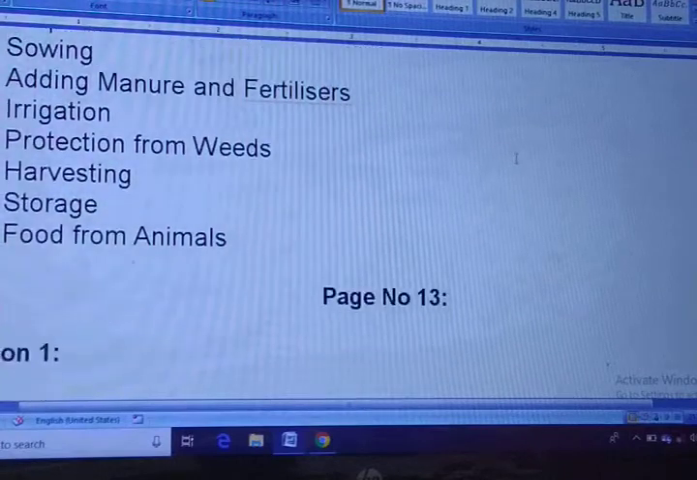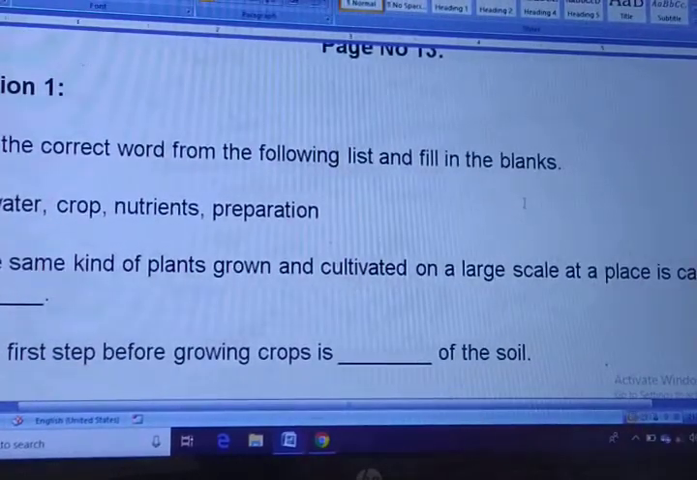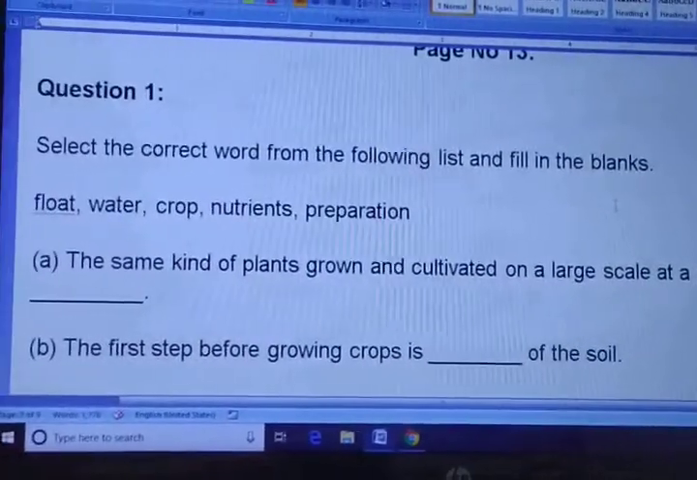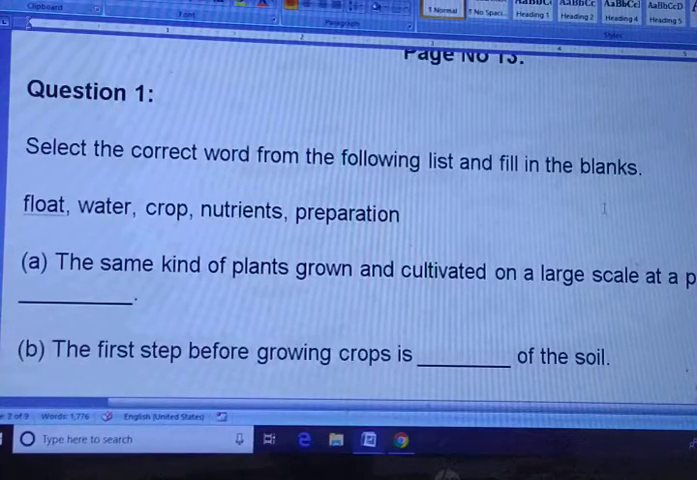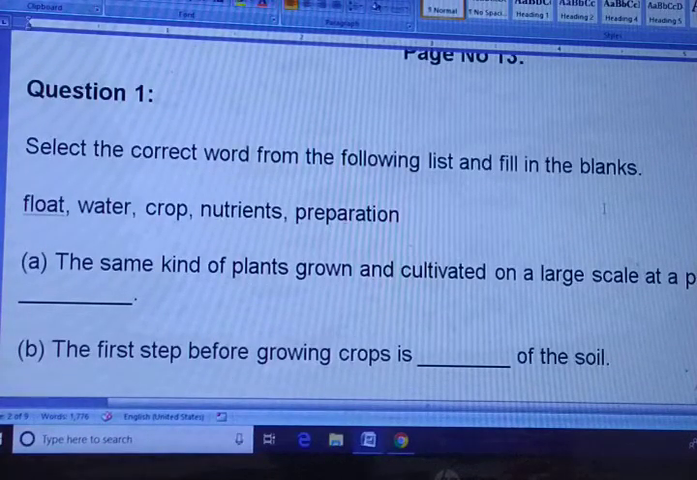So these were the main points. Now we will start our question answers. So those were the important topics of our chapter. Now we will specially describe our question answers. You can see here, as I had already informed you, the first question is fill in the blanks.